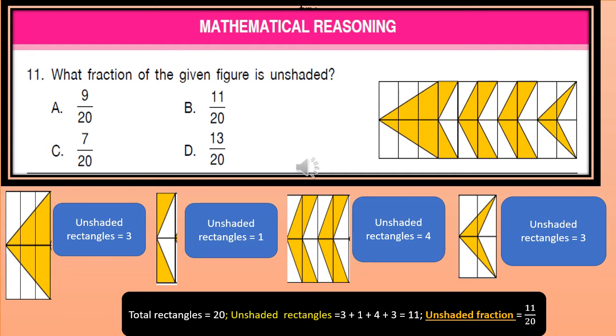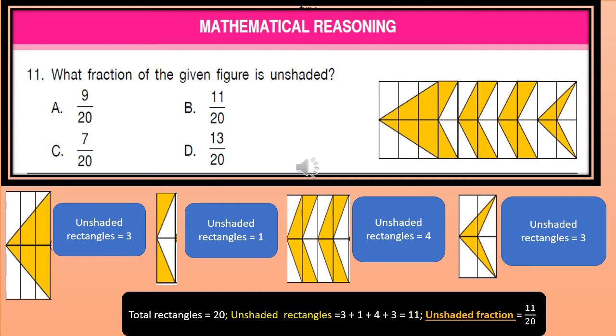So we will calculate the unshaded rectangles of part first. So there are 6 rectangles, out of which 3 are shaded. So unshaded rectangles of this part are 3. Now move to second part. There are 2 rectangles, out of which 1 is shaded. So unshaded rectangle in this is 1. And in third part there are 8 rectangles, out of which 4 are shaded. So unshaded rectangles will be 4.